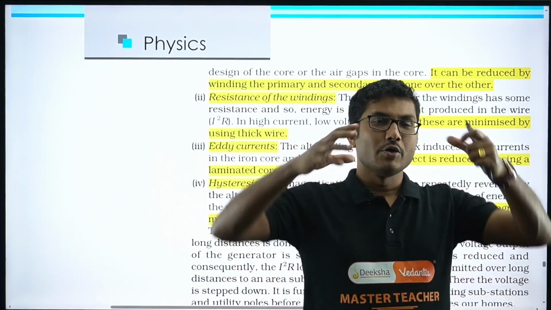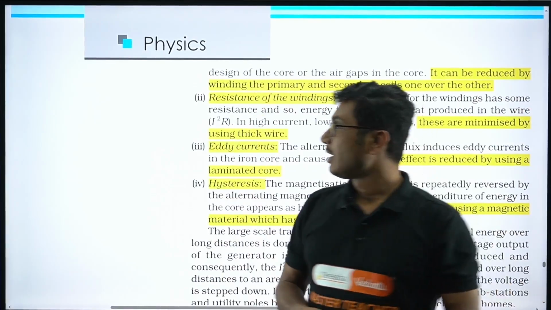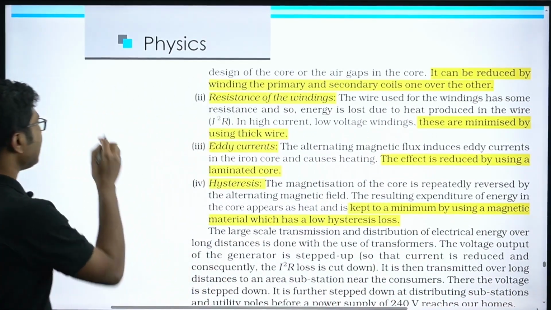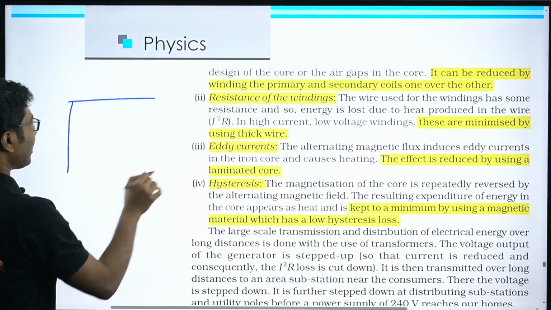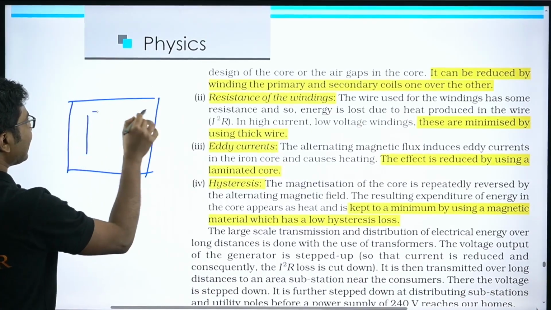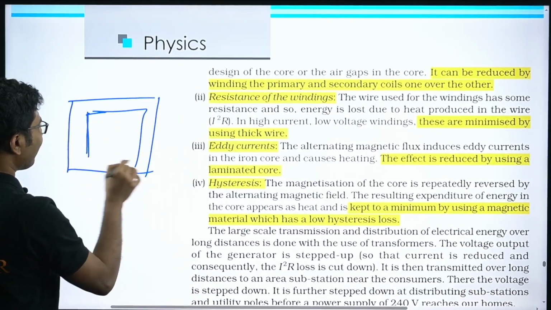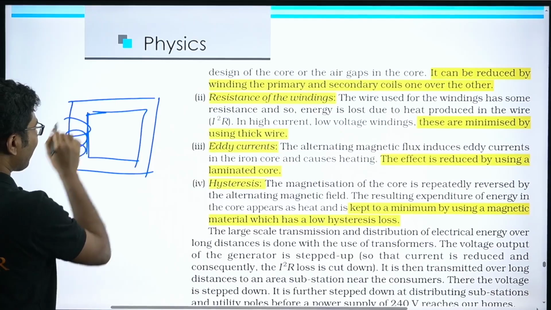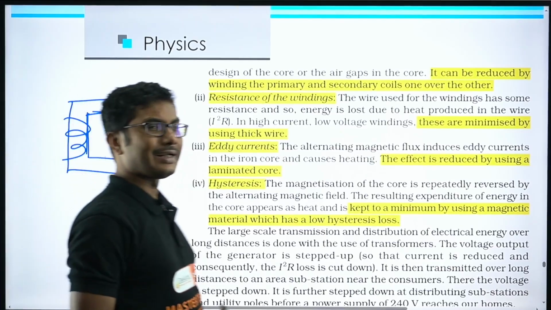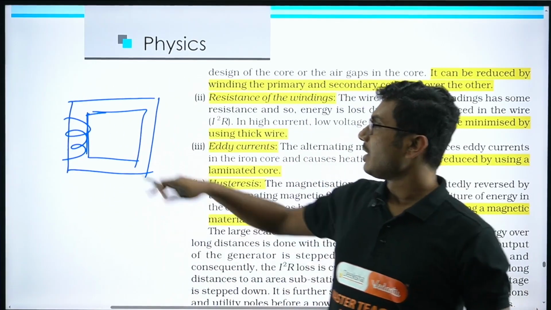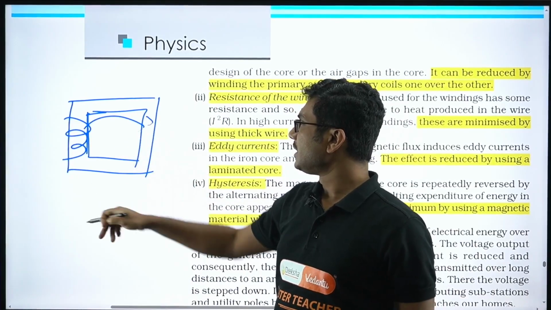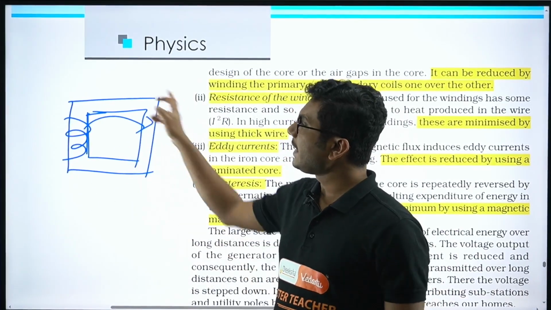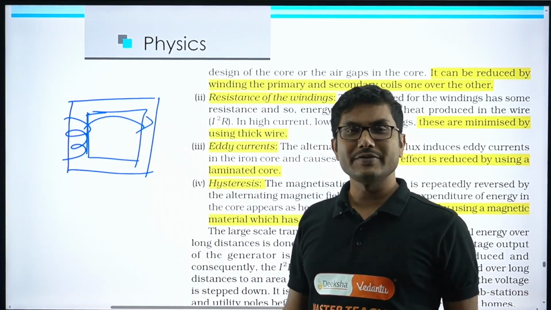changes, we use a core, right? The structure that we have seen, this structure, this is called the core of a transformer. This helps to link the flux. Whatever flux is not directly getting connected, this core actually helps to link the flux with the secondary. Right now, the core itself is metallic.